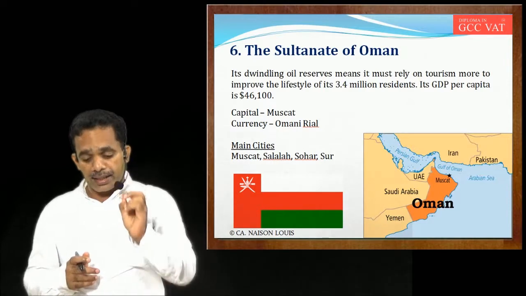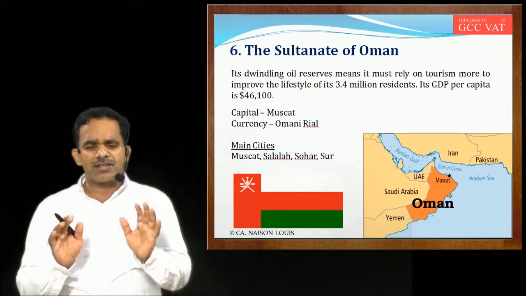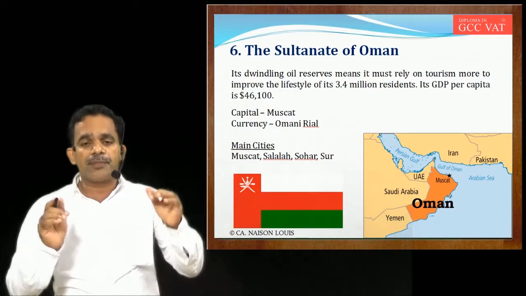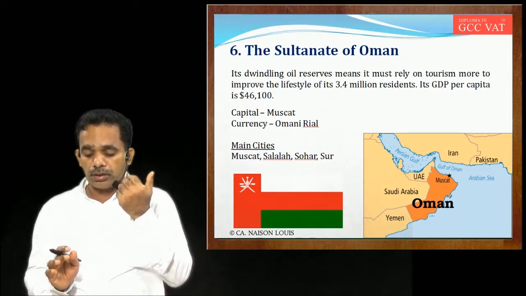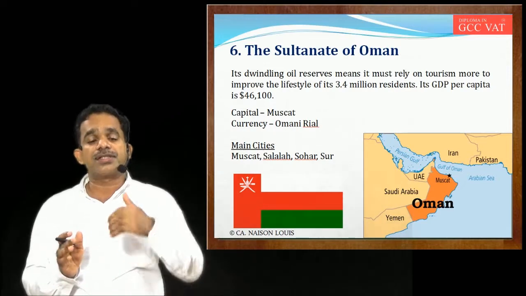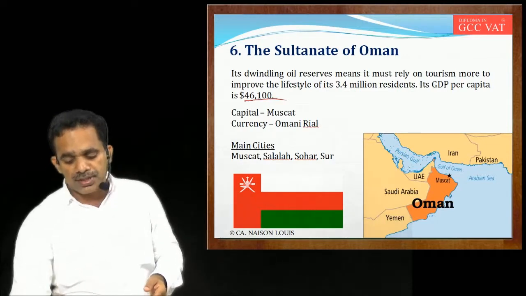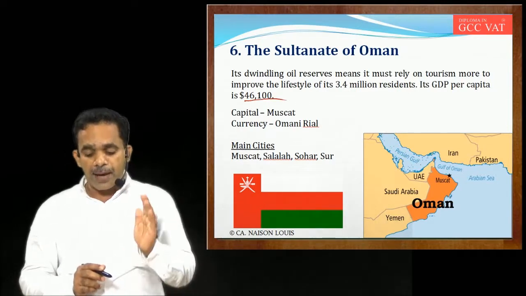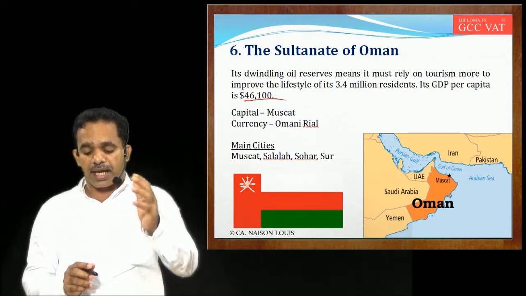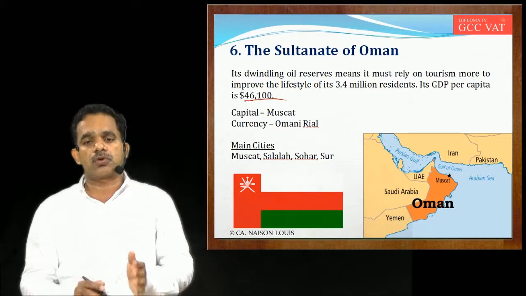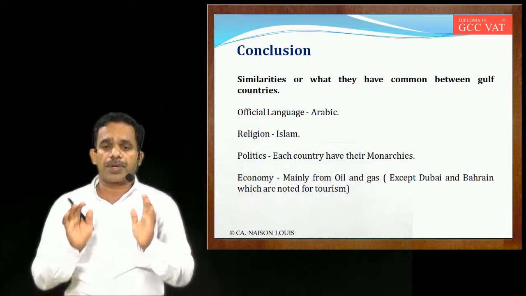And the sixth country is the Sultanate of Oman. It also has oil reserves, but not much, and it mainly depends upon tourism. The lifestyle of its 3.4 million residents is improving mainly due to tourism. GDP per capita is $46,100. Its capital is Muscat, and the currency is the Omani Riyal. Main cities include Muscat, Salalah, Sohar, Sur, etc. So all these are the countries in GCC, the Gulf Cooperation Council.